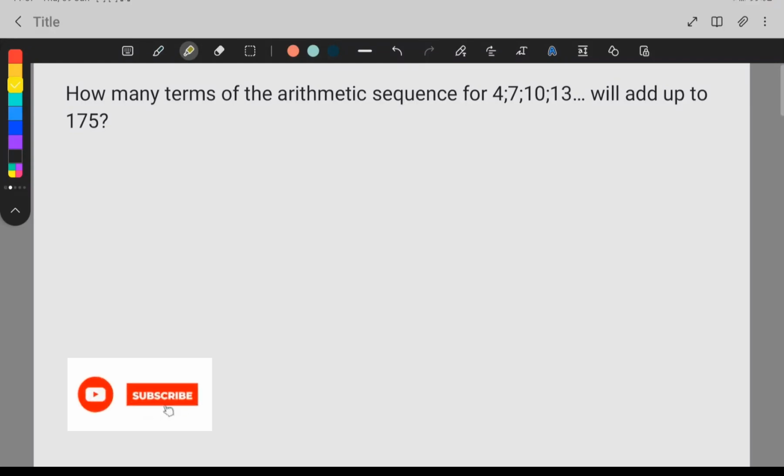Hi, grade 12. In the previous lessons, we had to work out the sum of an arithmetic sequence. Today, we are given the sum. So let's look at this question. It says, how many terms, so they want us to work out n.